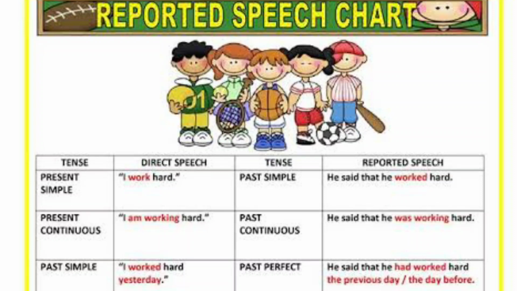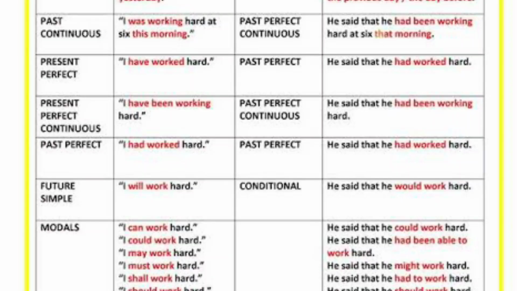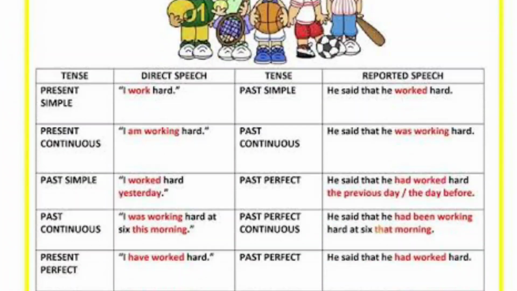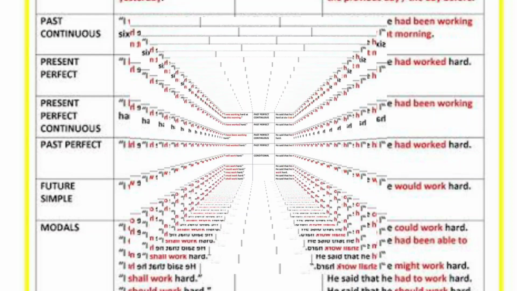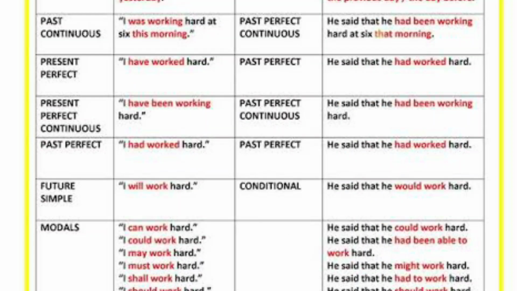The third one, past simple. I worked hard yesterday. It is direct speech, and when we convert this sentence into reported speech or indirect speech, it will be in past perfect, like he said that he had worked hard the previous day or the day before. And if direct speech is in past continuous, then indirect speech will be past perfect continuous, like I was working hard at 6 this morning. It will be he said that he had been working hard at 6 that morning.